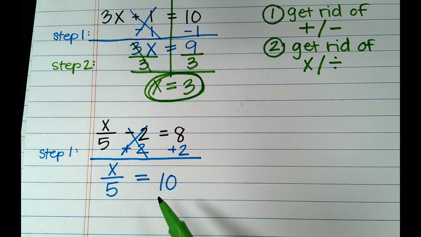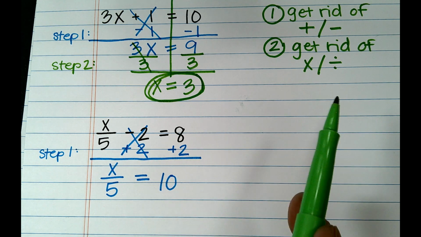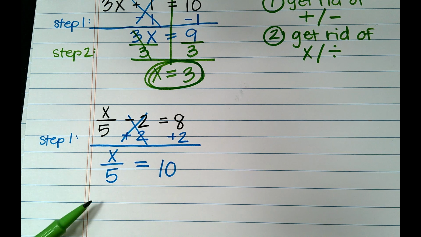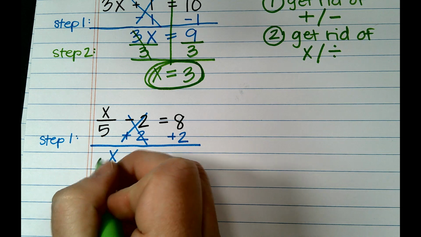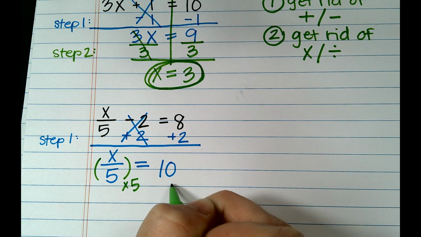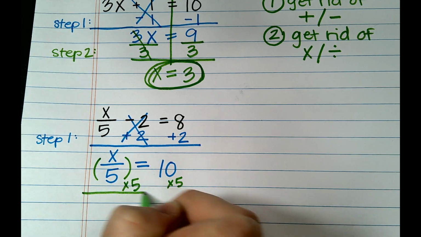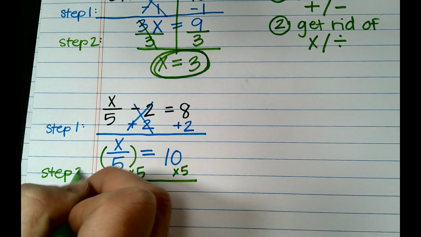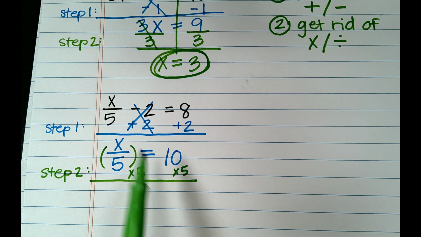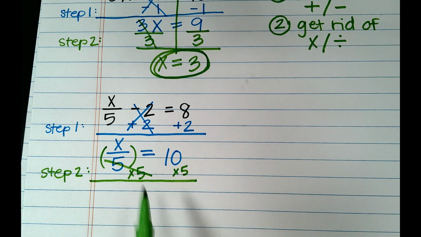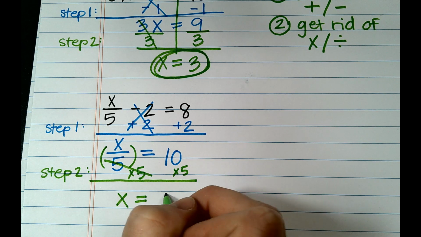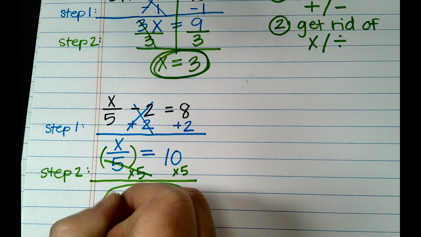So we don't have any more addition or subtraction to get rid of, do we? We have multiplication and division though. X divided by 5. How do I get rid of divided by 5? Times 5, on both sides. Okay, so there's my step 2. I multiply by 5. And what happens? 5's cancel. I got x equals 50. Good. X equals 50.